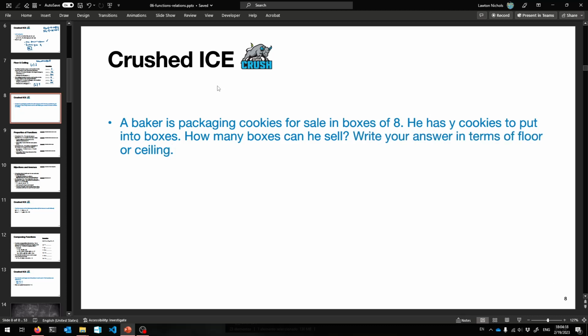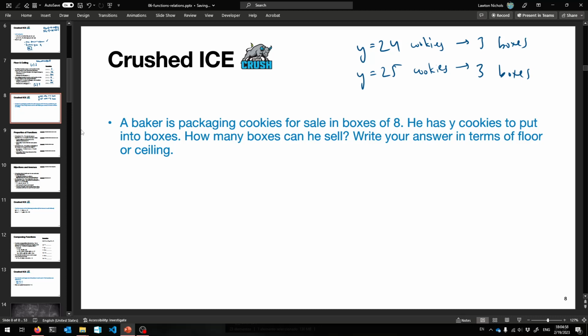All right? So think about that for a second. Try some examples, I think, would be very helpful here. So, here we go. If y is equal to 24, like he has exactly a multiple of 8 cookies, he can make 3 boxes, right? That's pretty easy to see. What if he has 25 cookies? Like he has 25 cookies total, but he needs to put them into boxes. How many boxes can he make? Again, he can't make a fraction of a box. He can only make 3 again. You see that? And he's going to have 1 left over.